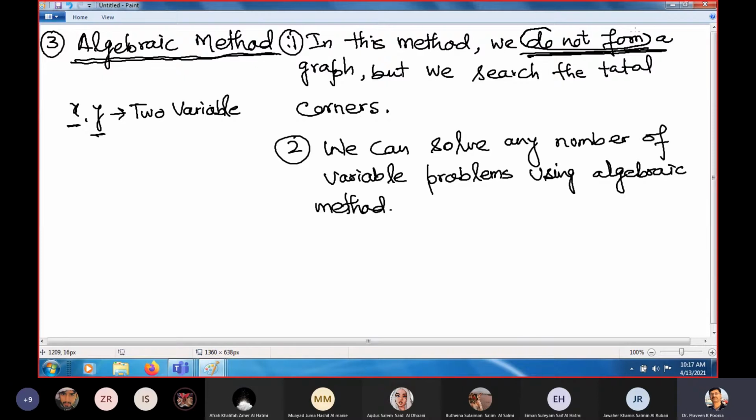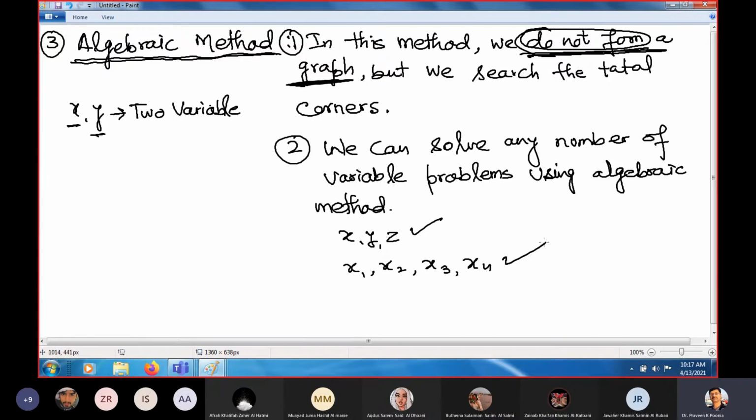What are the two advantages of algebraic method? No need to form a graph. And another good advantage is, if three variables x, y, z are there, we can solve. If four variables are there, we can solve. Clear? But if two variables are there, then we can use graphical method or algebraic method. But if three variables are there, we cannot solve by graphical method.